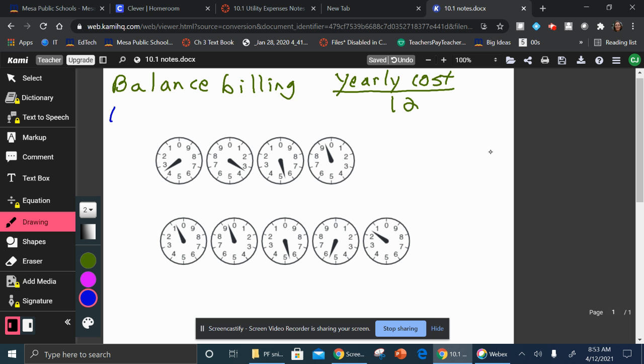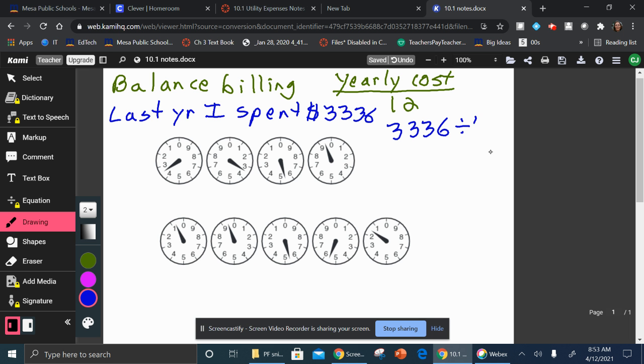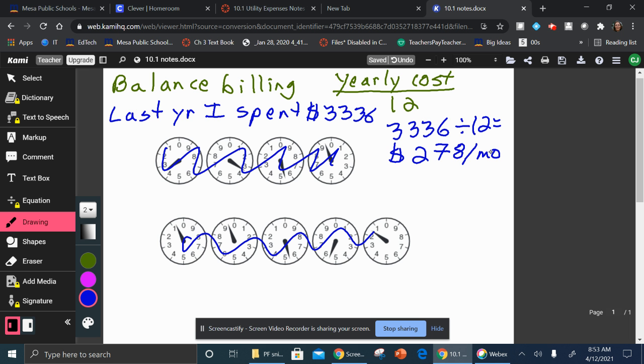So last year, I spent $3,336. We're going to take that $3,336 and divide that by 12. And so we get $278 per month. Okay, everybody, this would be for balance billing. Ignore these. We already used those.